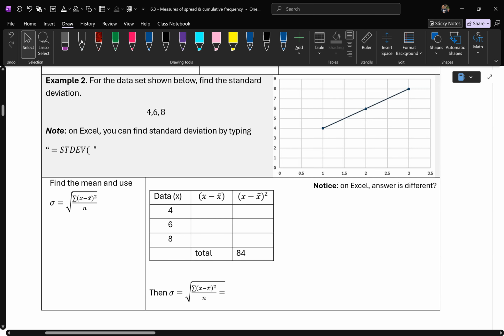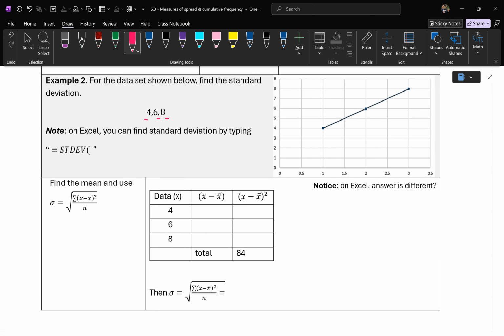Let's say I gave you 4, 6, and 8. This is your data. If I asked you to find the mean, we know that the mean is equal to 4 plus 6 plus 8 divided by number of numbers. How many numbers do we have? 3. Very good. If we add them together, 4 plus 6 is 10. 10 plus 8 is 18. 18 divided by 3, which is... How many 3s in 18? 6. Very good. So the mean, so far, if the data is 4, 6, 8, the mean is 6.